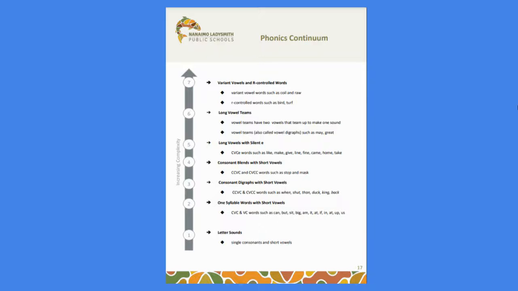So as you can see on the phonics continuum, we start with letter sounds, and the skills become progressively more complex. I'd like to show you some sample lessons for long vowels, specifically the long A sound using AI and AY. You'll notice on the phonics continuum that this comes after students have already been taught long vowels with the silent E. And so for the long A sound, an example would be the word make. So AY or AI.